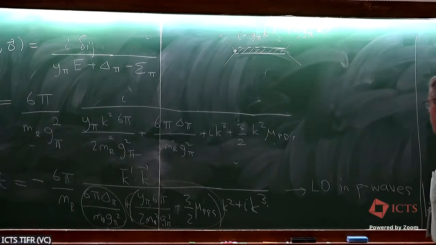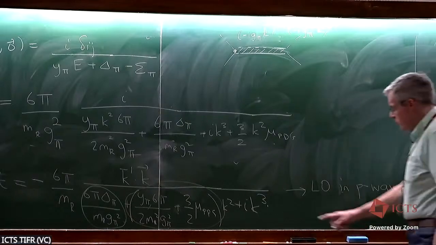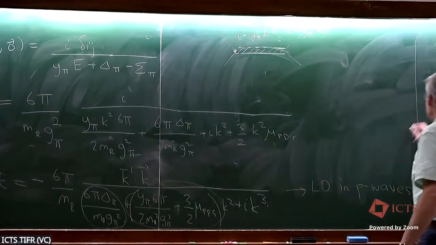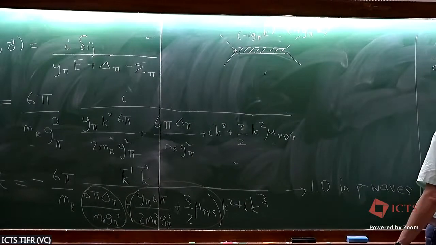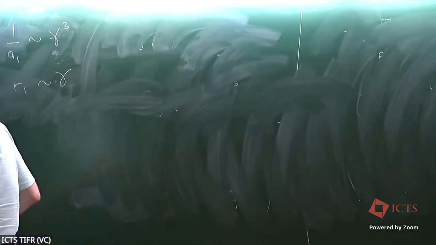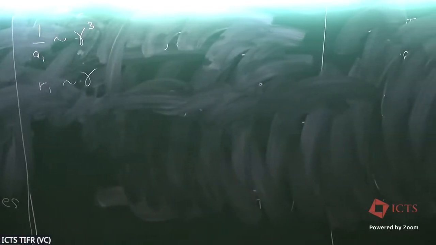So you could demand that all terms in the denominator have the same size. So in that counting, 1 over A1 would be of order the low scale, let's call it binding momentum cubed, because it has third order in momentum. R1 would be of order gamma, and then all 3 terms have the same size at low momentum, because the third term is a K cubed.